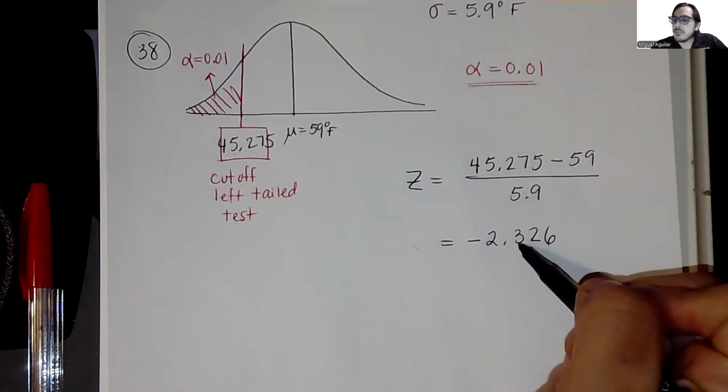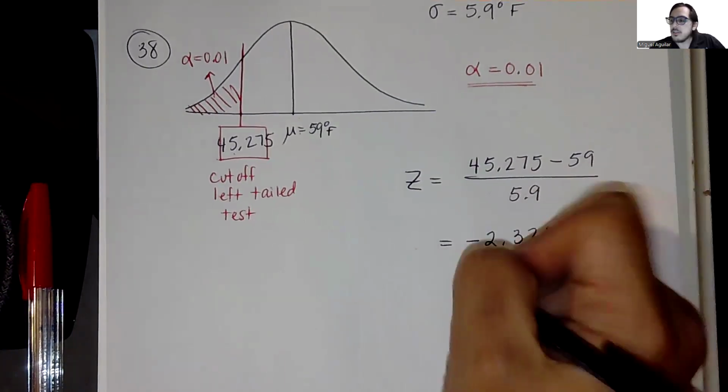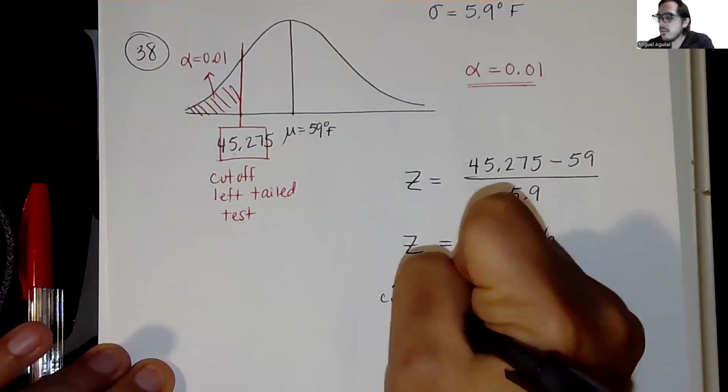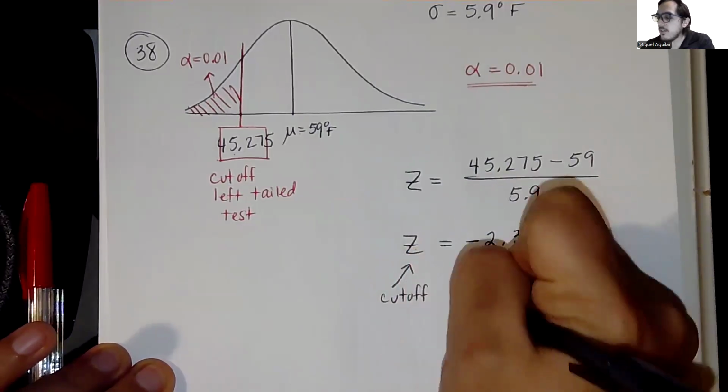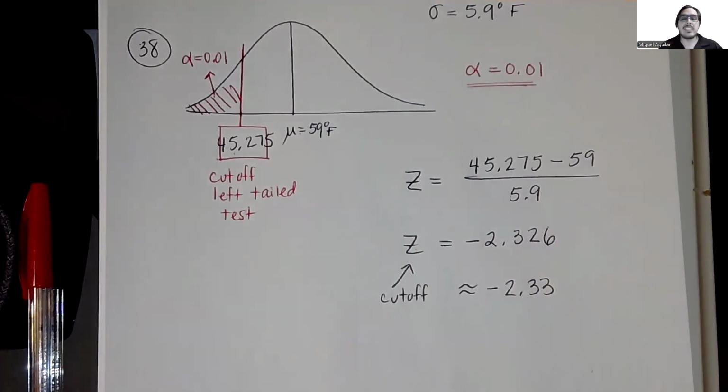So we can think of this as being our cutoff value. So if this is our cutoff value, then that's going to be close enough to negative 2.33. Okay, so is that enough information to distinguish what we're looking at here? Okay, well, let's take a look at Alex again.